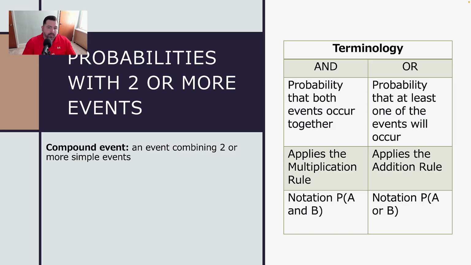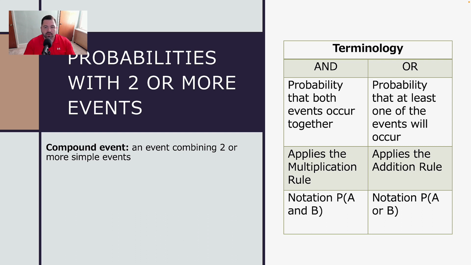Sometimes, though, probabilities can get even more complex where we have 2 or more possible events that can occur together. And we call this a compound event, which is when we have 2 or more simple events that can occur. And so when we talk about these compound events, where there's 2 or more events that could happen, we can do this with an and or an or type of way of thinking about them.